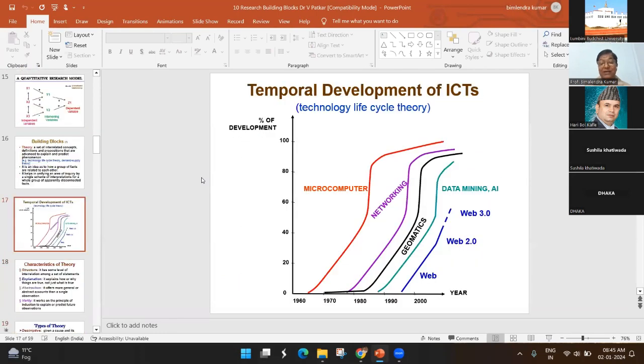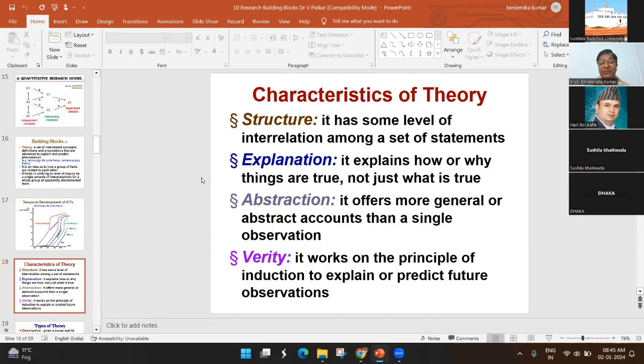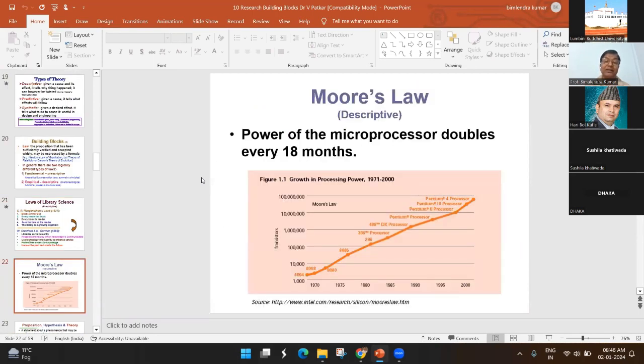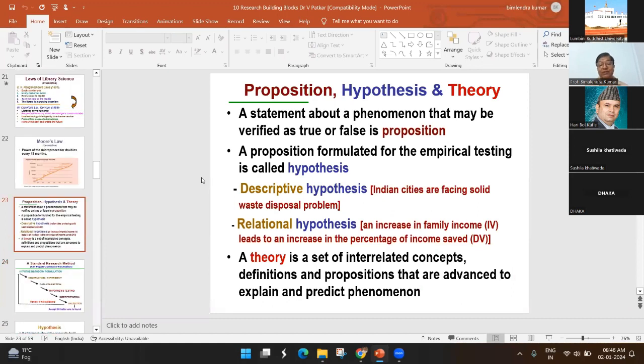the hypothesis and propositions. In the last class, we discussed the difference between hypothesis and proposition. So here are proposition, hypothesis, and theory. There are three things. A statement about a phenomenon that may be verified as true or false is a proposition. And a proposition formulated for empirical testing is called a hypothesis. In another way, a solution of any research problem is called a hypothesis.